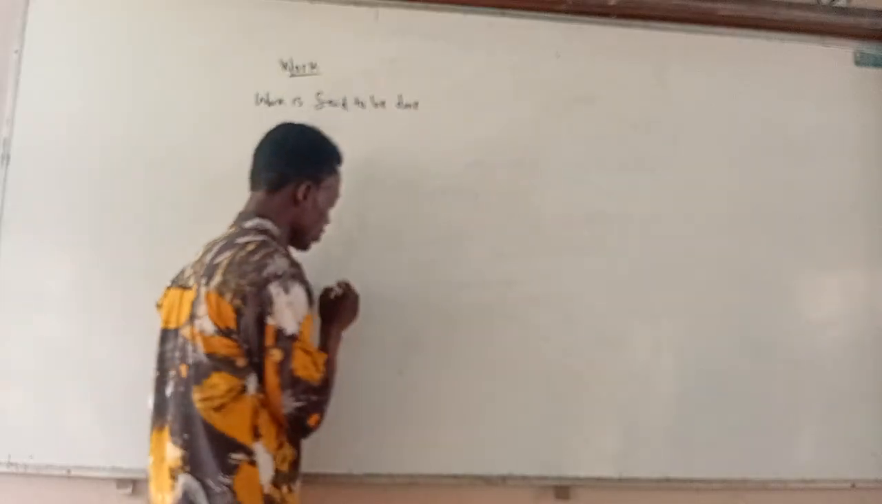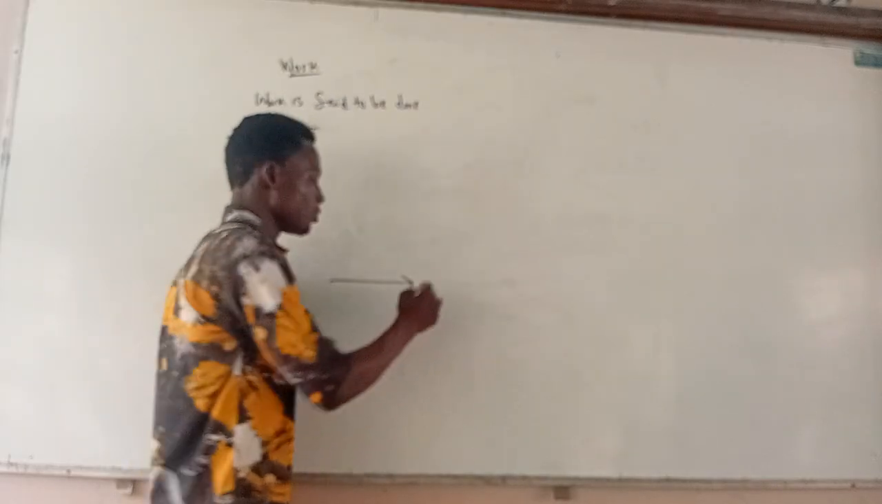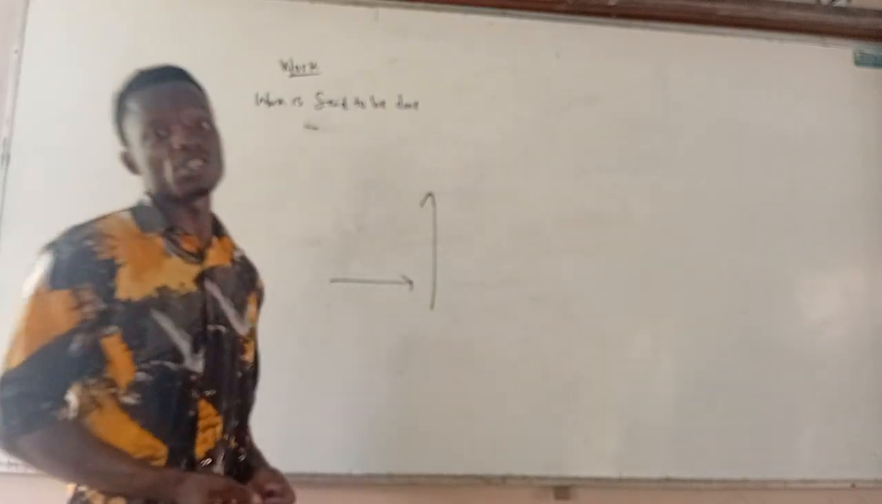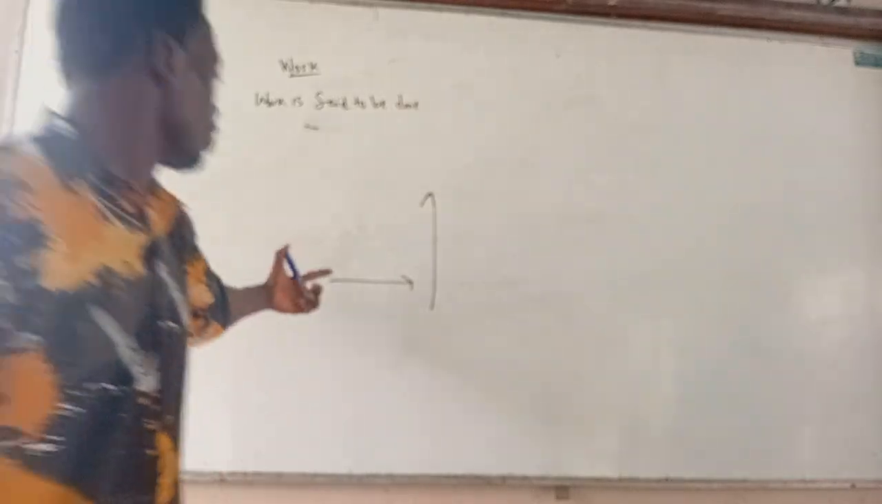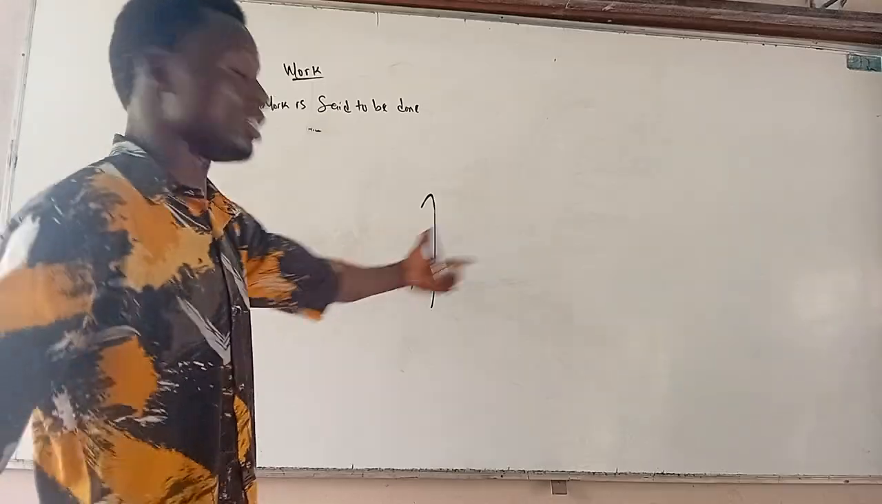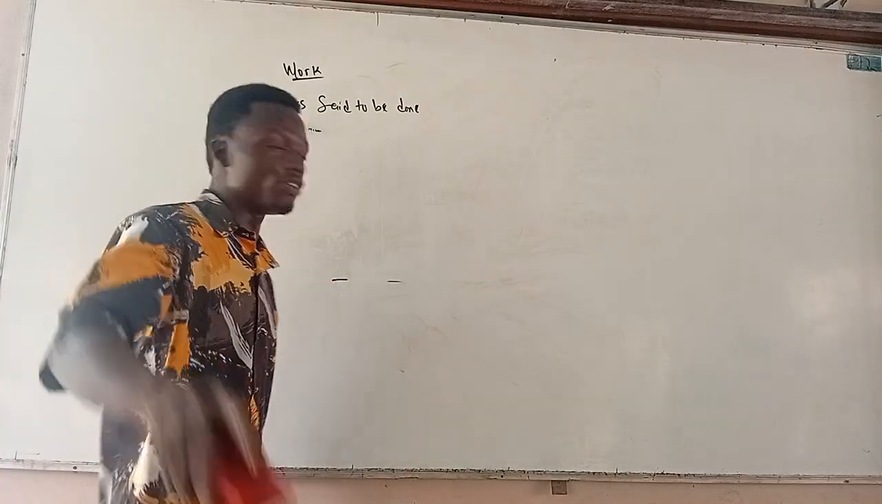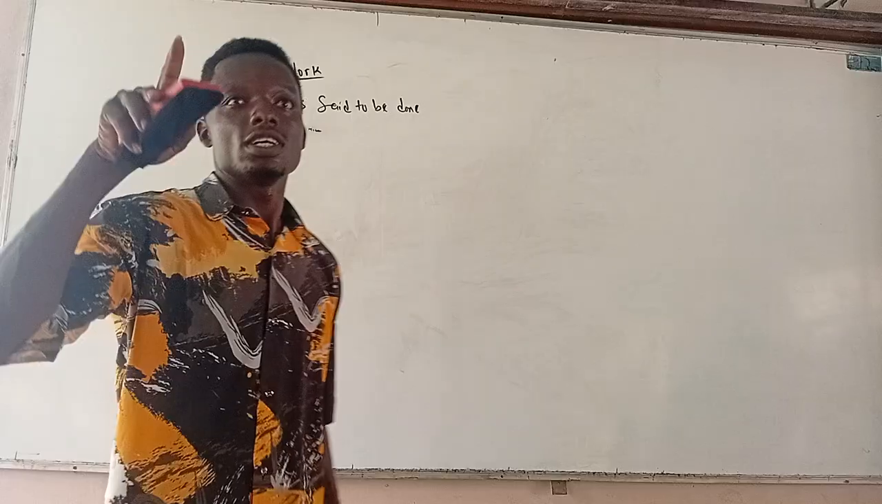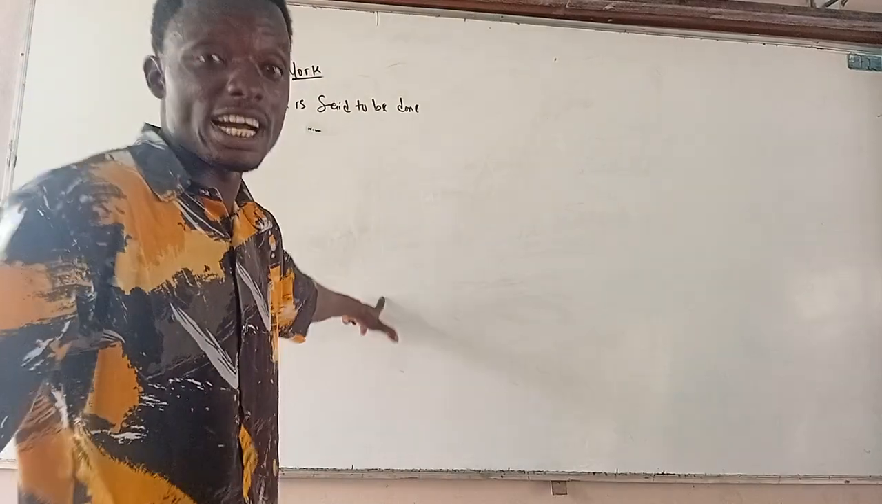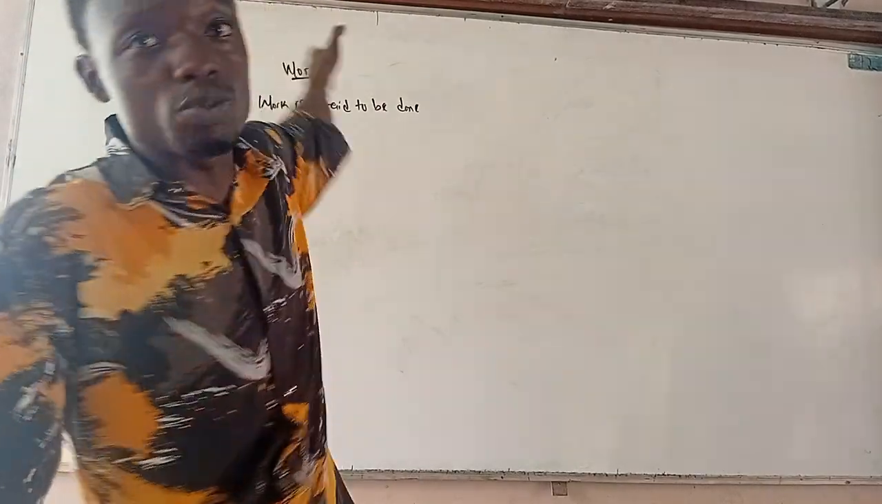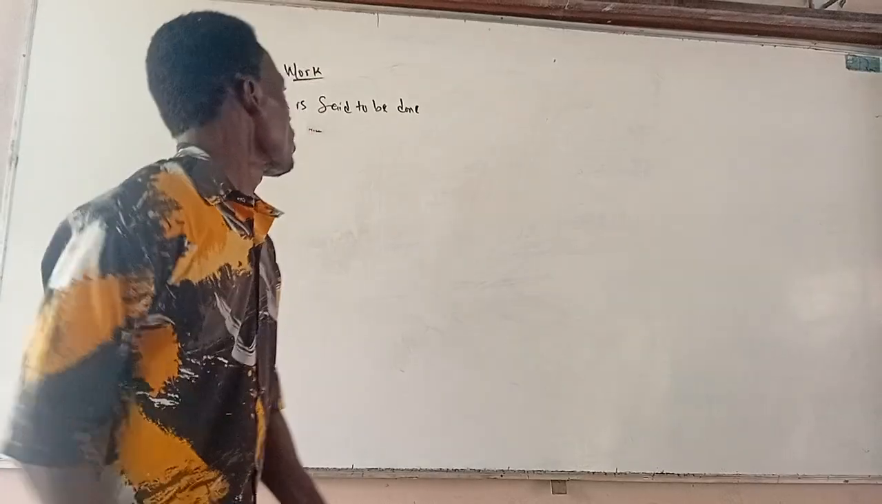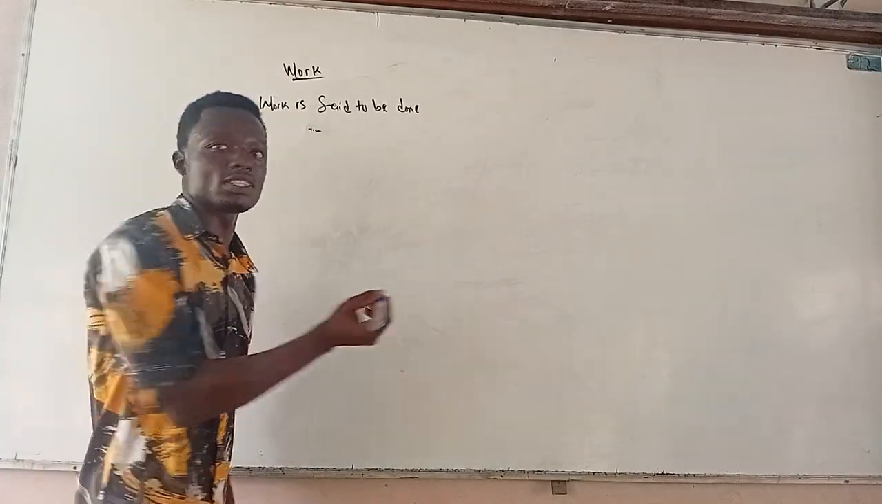Maybe you are applying the force in this direction and you move a distance in this direction, work is not done. Take note, work is not done on that body. Are we together? So the distance, number one, must be moved. Number two, the distance moved must be in the direction of the force for work to be done. Take note of that.